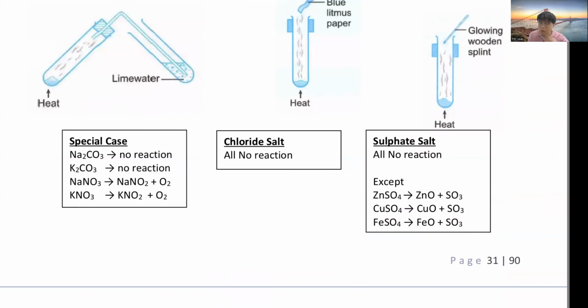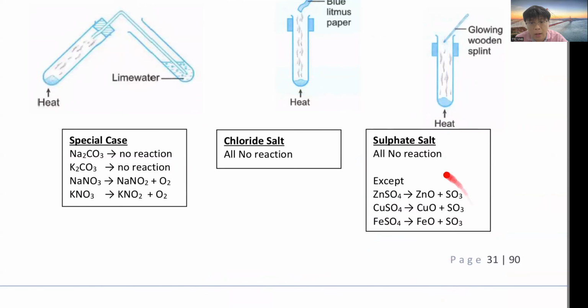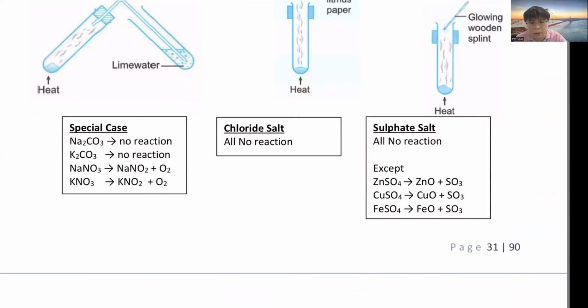Okay, then after that, all these special cases are for the objective purpose, so you can roughly go through. For sodium carbonate, potassium carbonate, if you heat, really nothing happens. Sodium nitrate and potassium nitrate, if you heat, will come out oxide. So NO3 will become NO2. Chloride, when you heat, does not decompose. Sulfate also will not decompose except these ones: ZnSO4, CuSO4, FeSO4, you heat, you become oxide plus SO3.